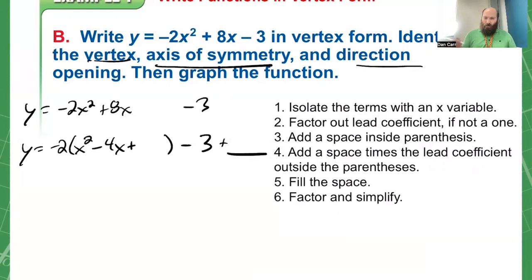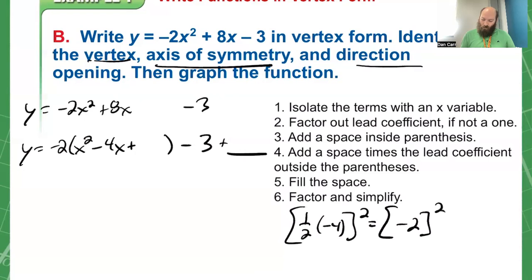Fill in the space, factor and simplify. I'm a little confused by this step by step here, but basically what we're going to do is factor this right here, but leave the space where we normally would add in for completing the square right here. So I do that in my normal process. I'm going to have 1/2 of -4, and then I square that. So 1/2 of -4 is -2, squared is +4. So that's what's going to go here, +4.